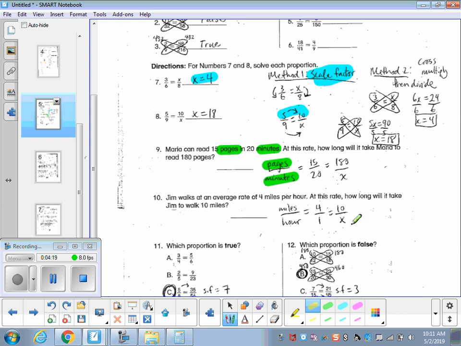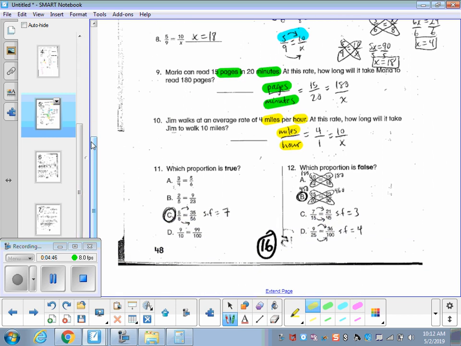That's not the case. In this one, Jim walks an average rate of 4 miles per hour. So we're comparing how far he can travel in 1 hour. 4 miles per 1 hour. At this rate, how long, so the time, will it take him to walk 10 miles? So 10 is in the numerator. And so at this point, you can cross multiply and divide for these two problems to get your answers to 9 and 10.